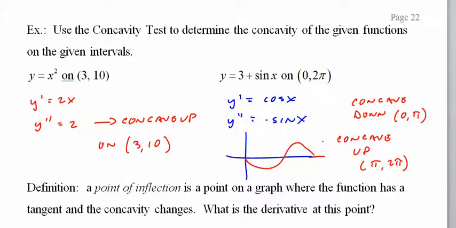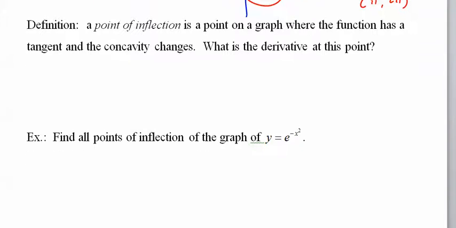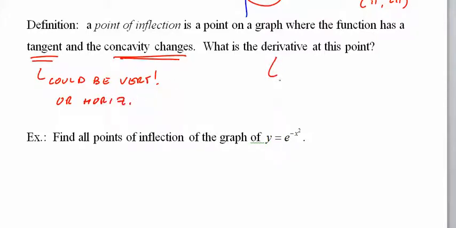This is far and away the biggest problem people have with this unit, knowing which graph you're looking at and what you're talking about with respect to that graph. So, point of inflection. The function has a tangent, which could be vertical or horizontal. More common for a horizontal one, but distinctly possible. And concavity changes. Derivative is 0.